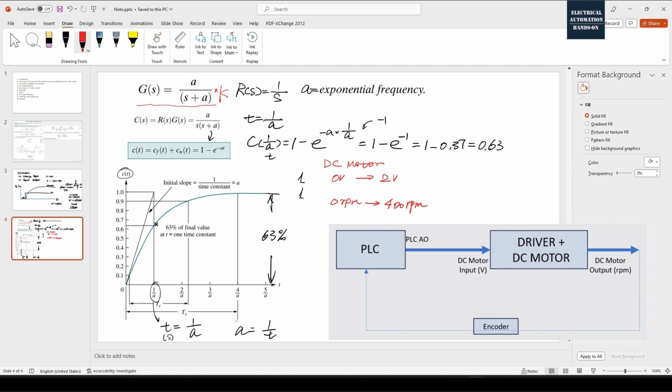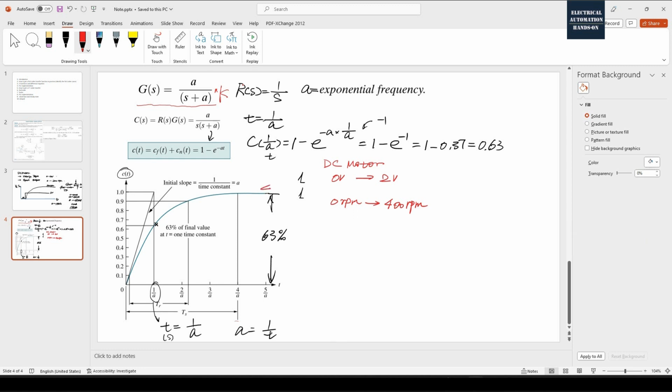Using this curve, when we apply 2 volts, the motor will ramp up and settle very fast. While the motor is settling, we can see the speed is 400 RPM. Here is the 400 RPM.